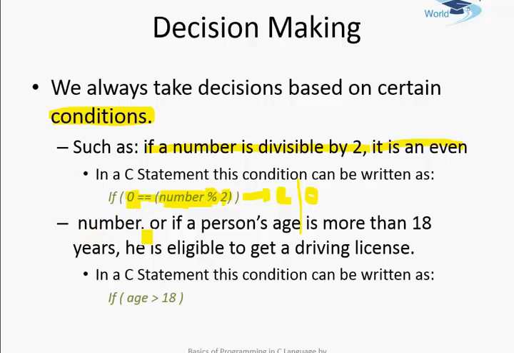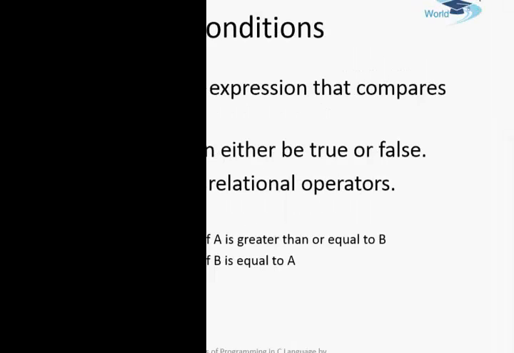Another example is whether a person's age is more than 18 or not. Suppose you have to check the person's eligibility for a driving license. The condition that you have to check is that age should be greater than or equal to 18. This will check only whether the age is greater than 18 or not. So, age greater than 18. If this is true, then the person is eligible for the driving license, otherwise he is not.